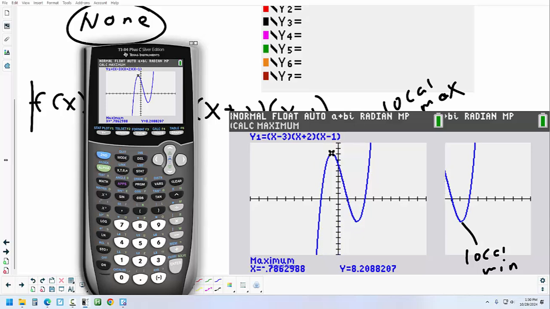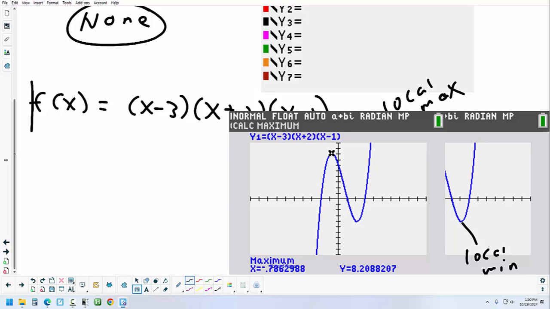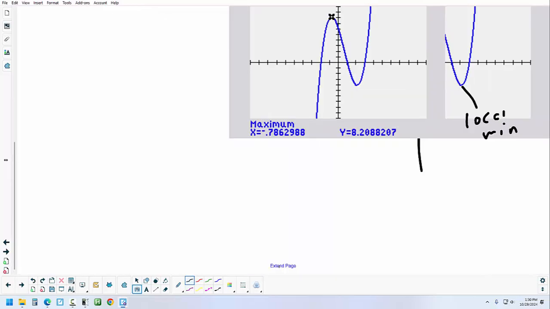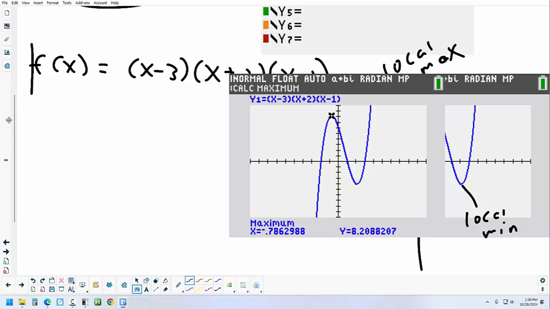All right. So what the calculator gives me is a coordinate. That is the coordinate for the maximum.